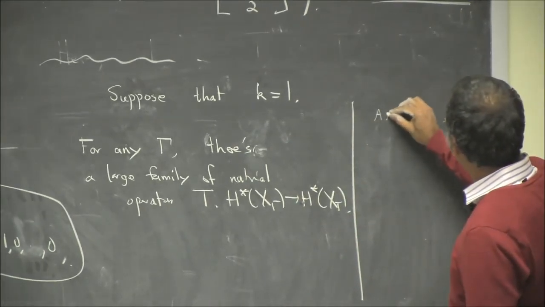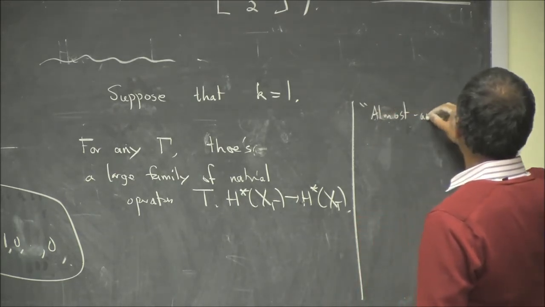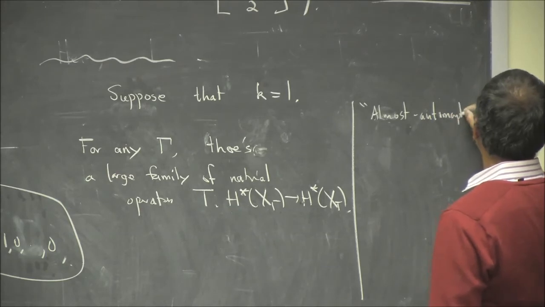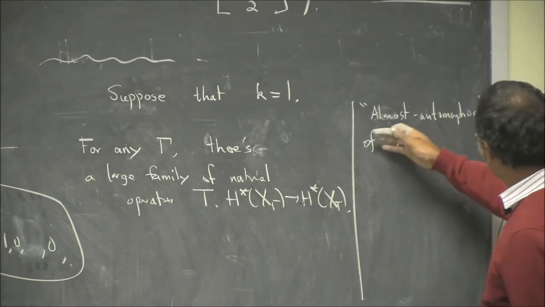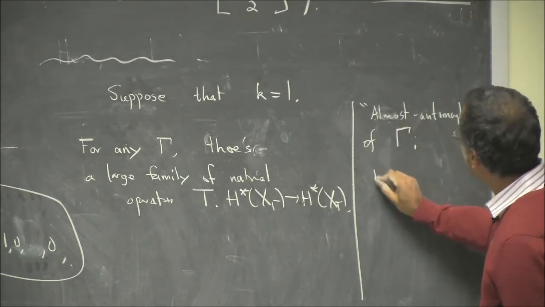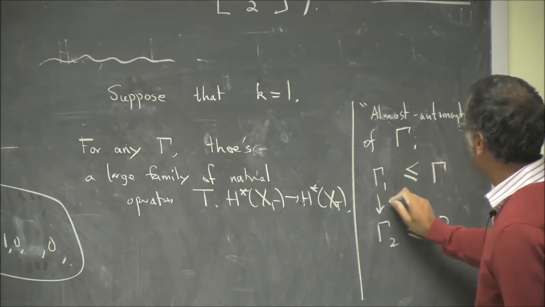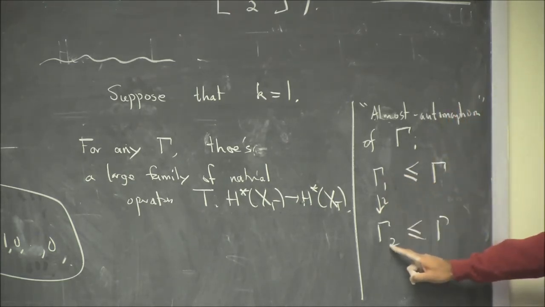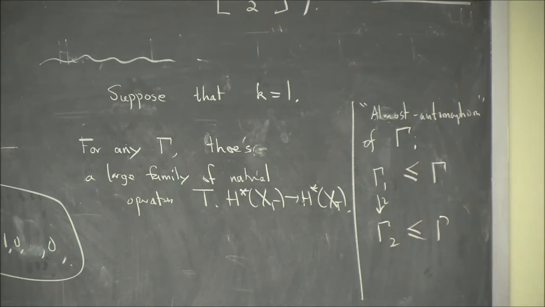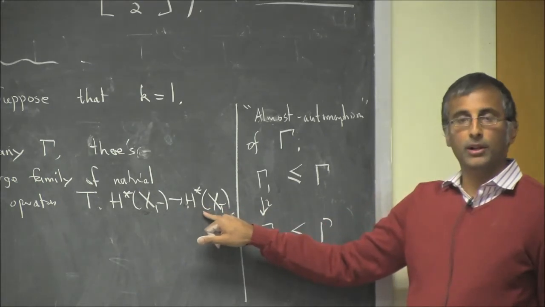Now, let me call an almost automorphism of gamma, it's just a term I made up. It's not standard. Let me say an almost automorphism of gamma will be a finite index subgroup and another finite index subgroup and an isomorphism between these guys. So this is like an automorphism, except it's only partially defined, and it fails to be one only by finite index. If you have such a thing, it's not very hard to see it's close enough to an automorphism that you can make a corresponding map on this cohomology.